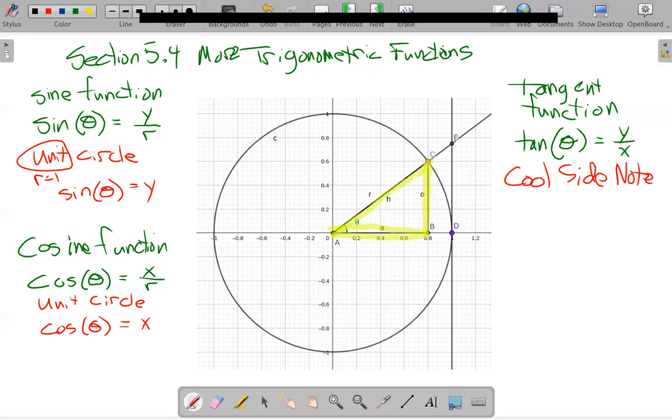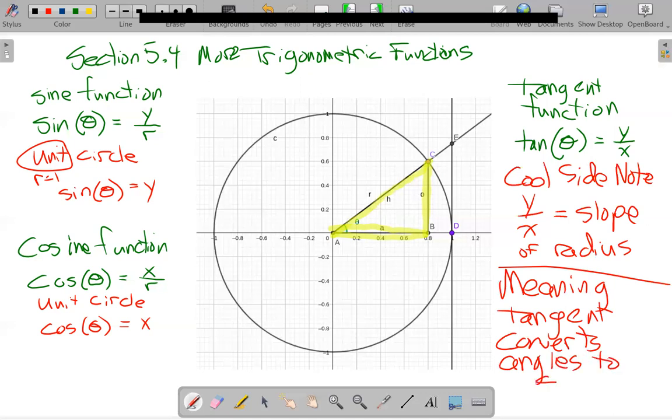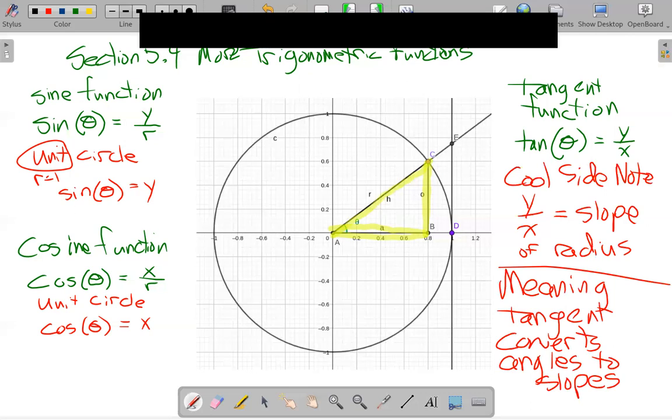All right, so in this case, just a cool side note, on the circle here, y over x is the slope of the radius. All right, so what that means, the deep meaning, is that the tangent converts an angle into a slope. Right, so super easy version of that one right there.